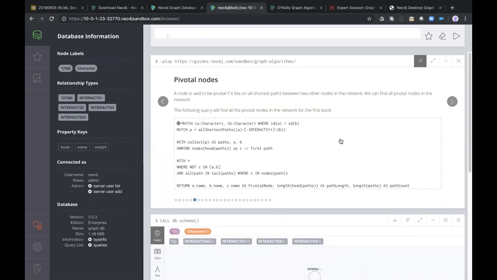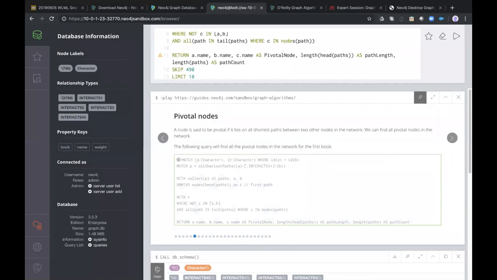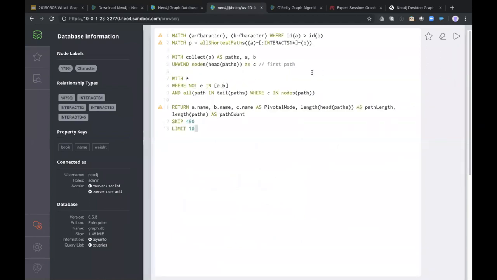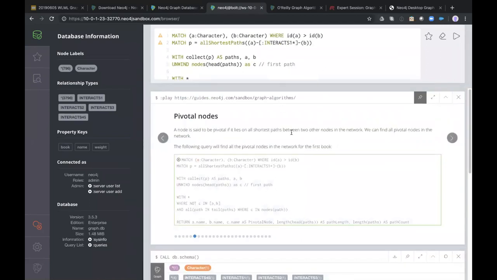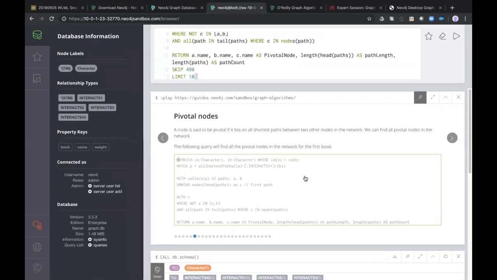Pivotal nodes. What does this one do? Wait, just let me see here. Of all the shortest paths between two other nodes in the network, if a node lies on all of the shortest paths, those are the pivotal nodes. So you have to do that in multiple steps, which is what they're doing here in this query.